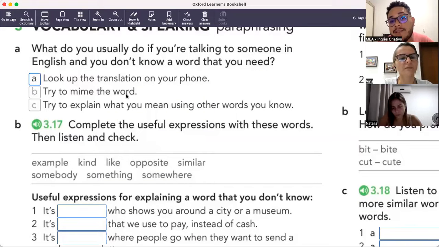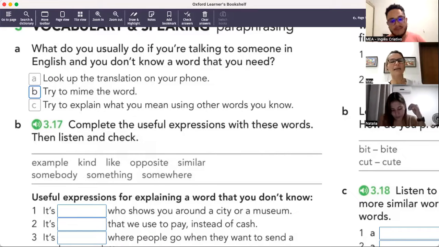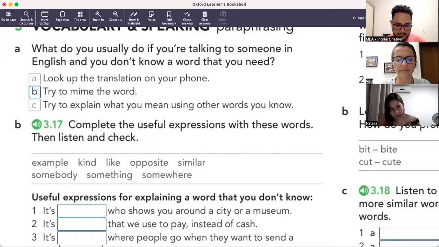There isn't a correct option. Vina said that you look up the translation. Yes. I know that Natalia tried to mime the word. Fazer mime. What does mime mean? Mime. Fazer mímica. Okay. Perfect.